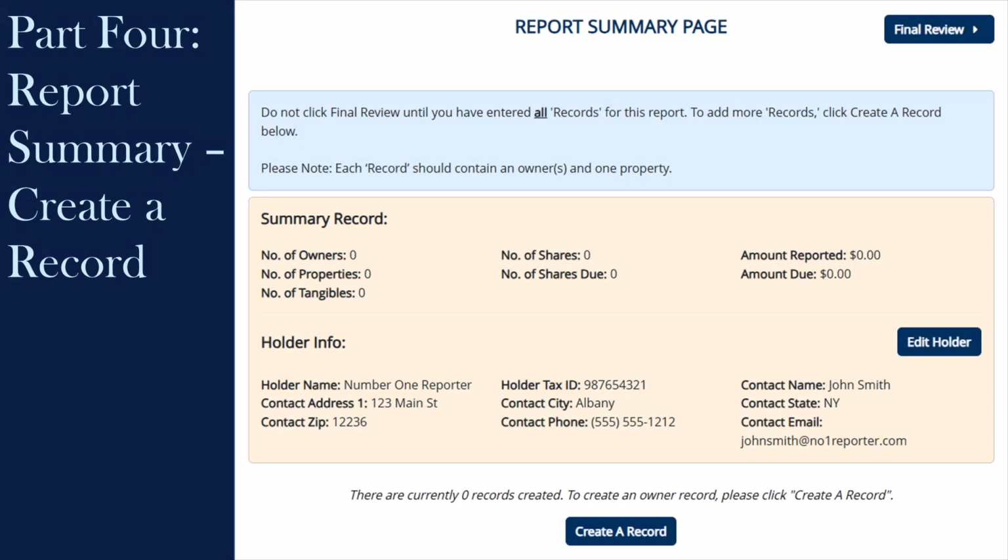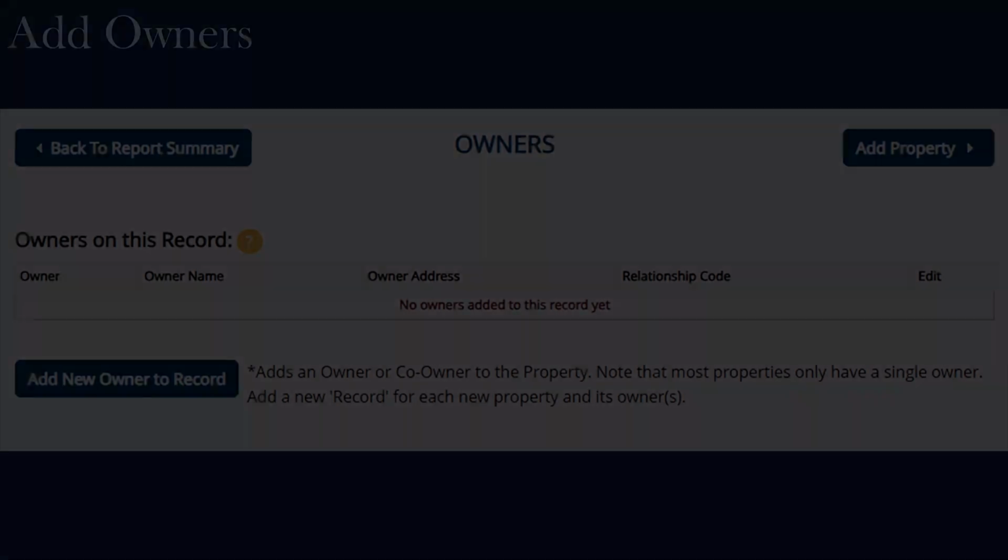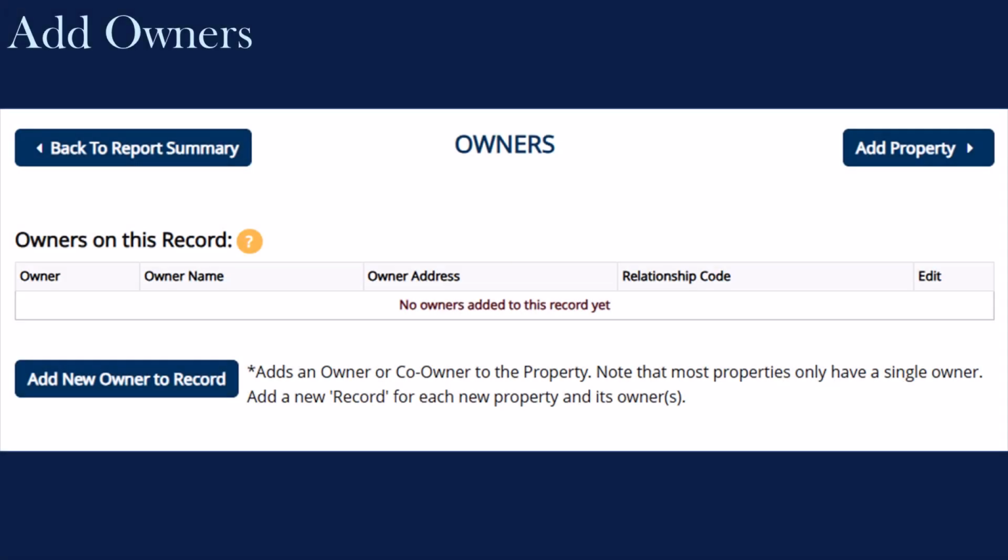Part 4. Report Summary. Creating a record. Selecting Save will bring you to the Report Summary page, where you can review and edit any holder information entered for accuracy. This is also where you begin to enter your report details or records by selecting Create a Record. This will bring you to the Owners page, where it will list all owners on this record. Start your first owner record by selecting the Add New Owner to Record button.